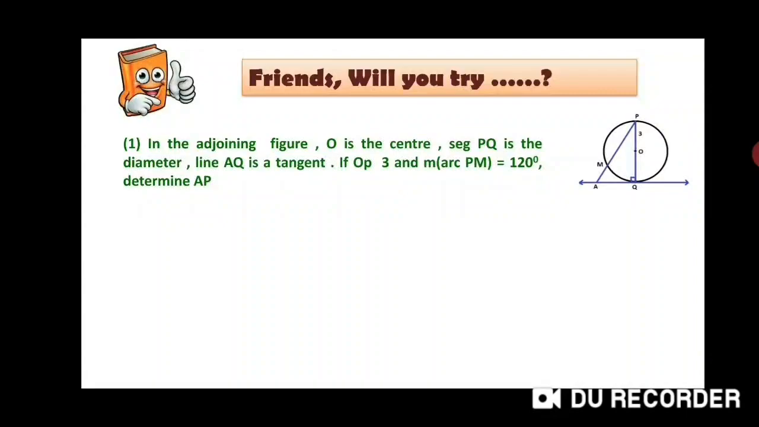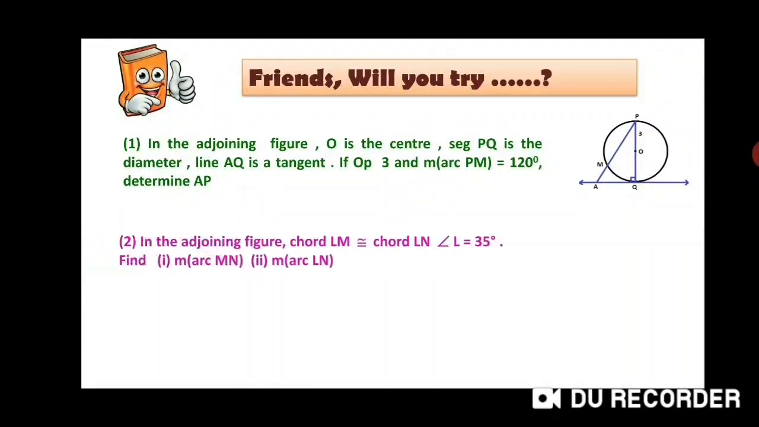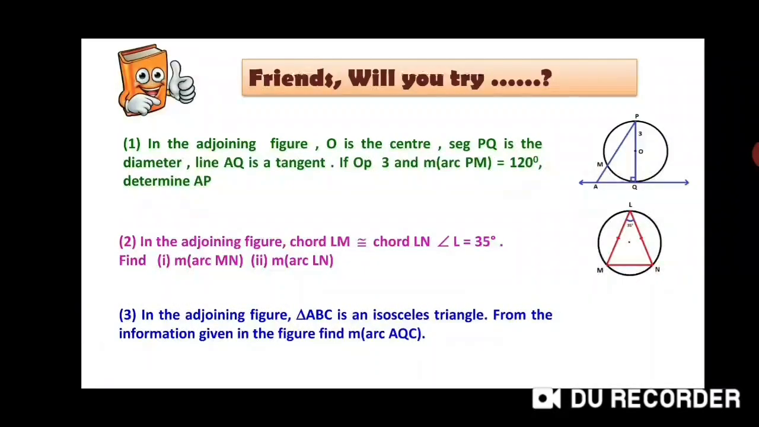In the adjoining figure, O is the center, segment PQ is the diameter, line AQ is a tangent. If OP is equal to 3 and measurement of arc PM is equal to 120 degrees, then you have to determine AP. In this adjoining figure, chord LM and chord LN are congruent. Angle L is 35. Find the measurement of arc MN and measurement of arc LN. In the adjoining figure, again, triangle ABC is an isosceles triangle. From the information given in the figure, you have to find out the measurement of arc AQC. So I think till now you have understood, and you try these three problems.